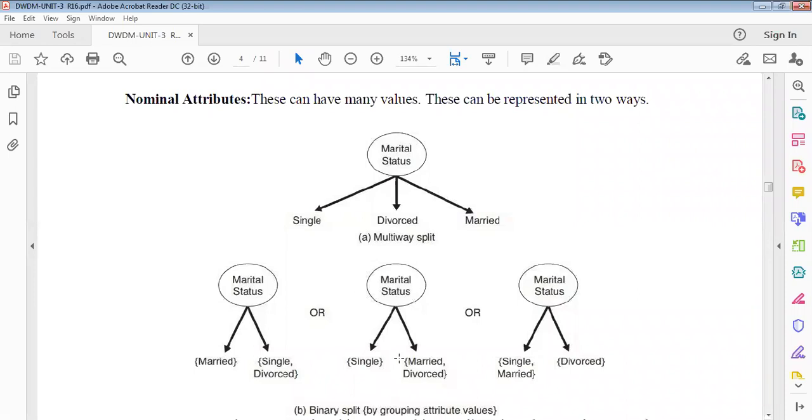For example, you take the branches, and here you have a number of branches. That is the multi-way split.